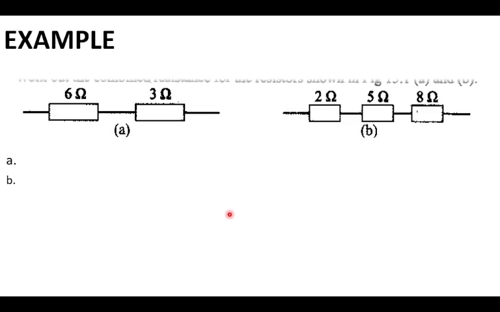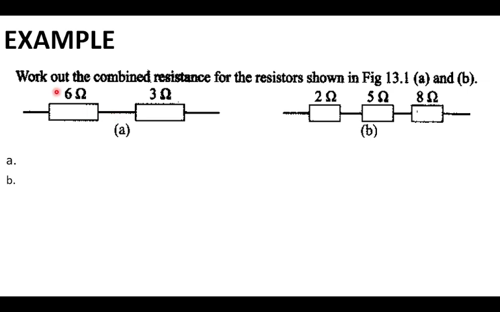Let's appreciate this in an example. Work out the combined resistance for the resistors shown here. So we have the first one here is 6 ohms plus 3 ohms. Since these two resistors are in series, it means the total resistance is simply the sum of the two. So in this case, it will be 6 plus 3 ohms, which is 9 ohms.